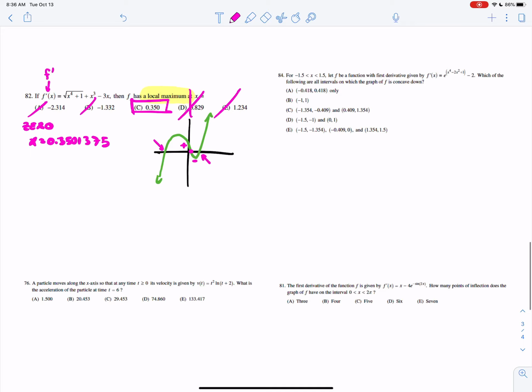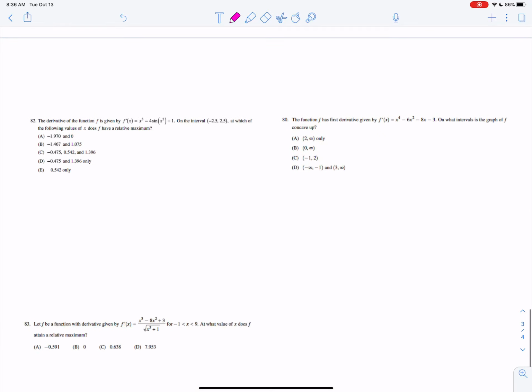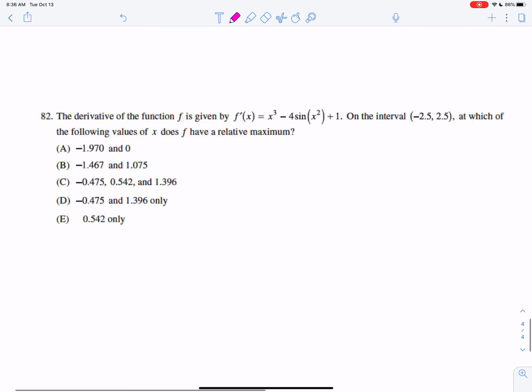So let's do number 82. Okay, so the derivative of the function f is given by f prime of x equals x cubed minus 4 sine of x squared plus 1 on the interval from negative 2.5 to 2.5. At which of the following values does f have a relative maximum? Okay. Now, when you're taking a test, you're skimming through this and you're looking for the buzzword. Here it is, relative max. Okay. You're still wearing the same f prime hat. Okay, so it's easy. So here we go.